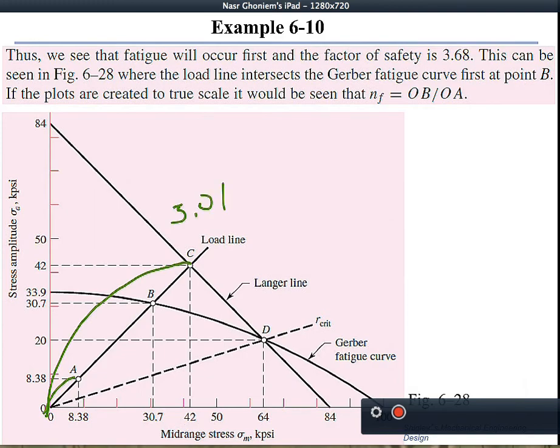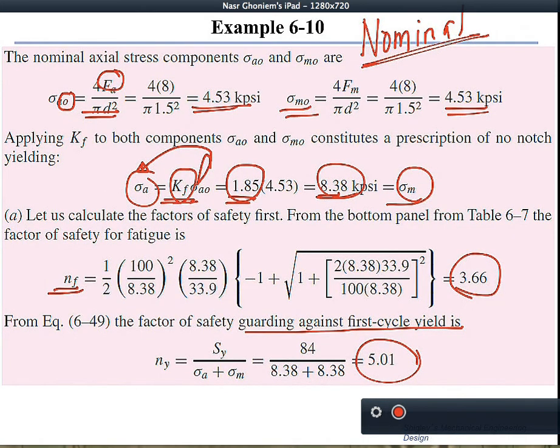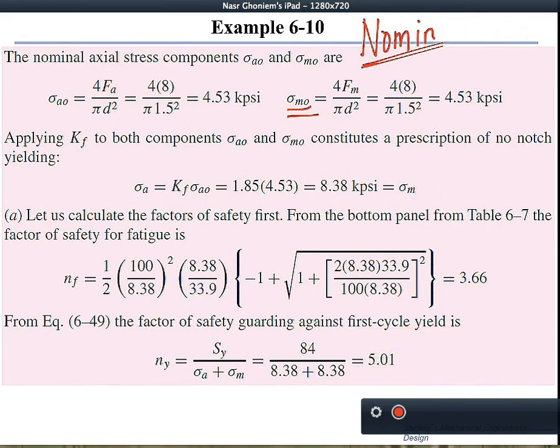This ratio is pretty high. Or you can have it as the ratio of these two lengths, or equivalent to the ratio of these two lengths. All of these give you 5.01, which was computed before using the simple equation that we found here. So we have 5.01 for yielding, guarding against first yield, or 3.66 guarding against fatigue on any cycle.